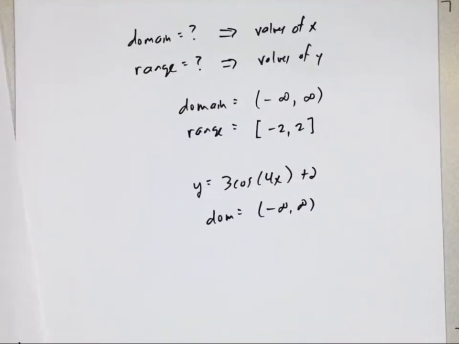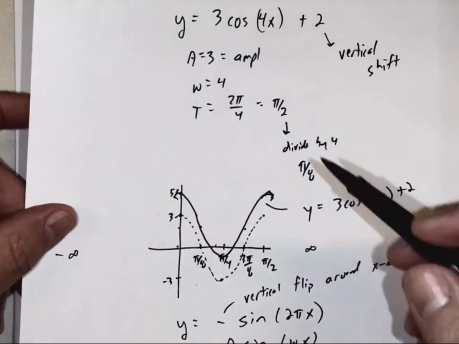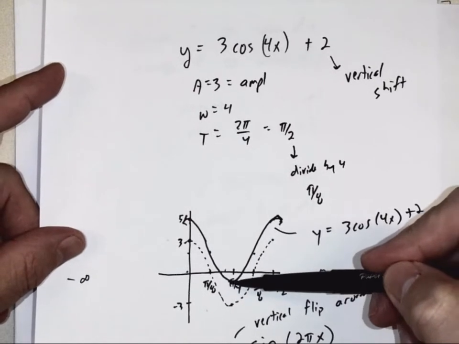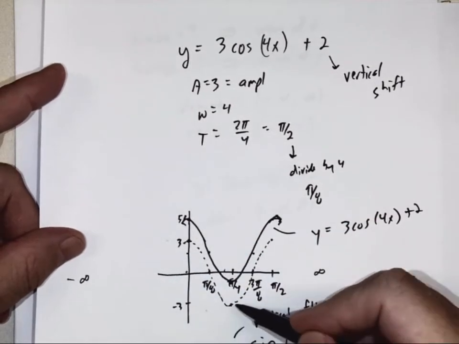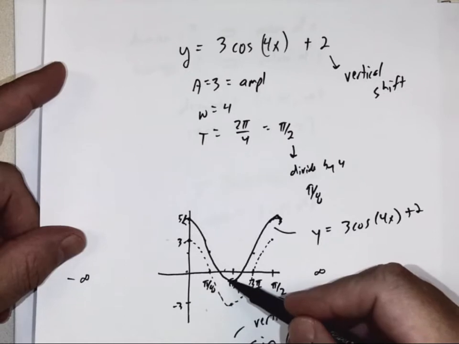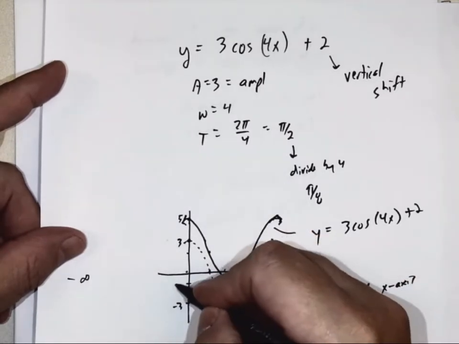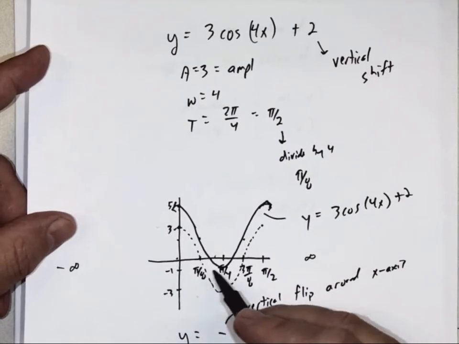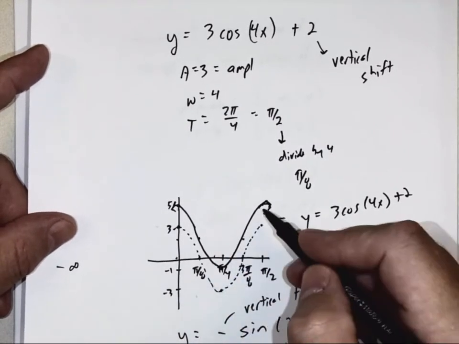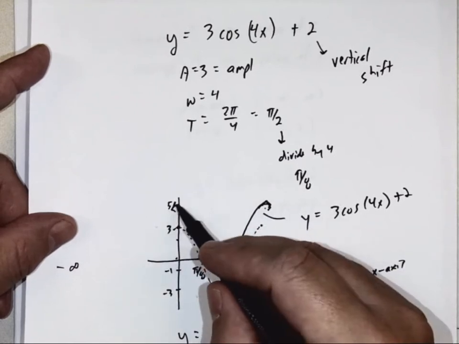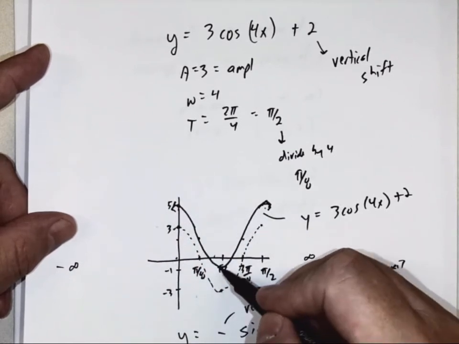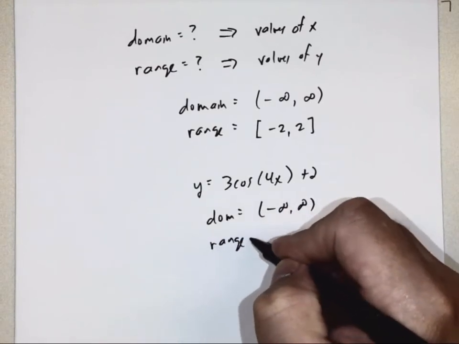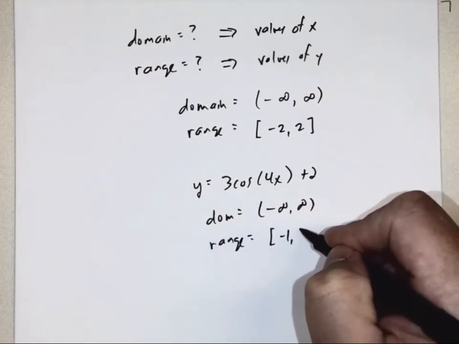But the range is interesting because the range is the up and down. So what's the lowest value this goes? Well, we didn't show it here, but basically this original graph had a minimum of -3, and we moved it up 2. That means the bottom of this graph ended up being at -1. The highest point is here and here. You can see I wrote it here, 5. So it must go from -1 to 5, with brackets.